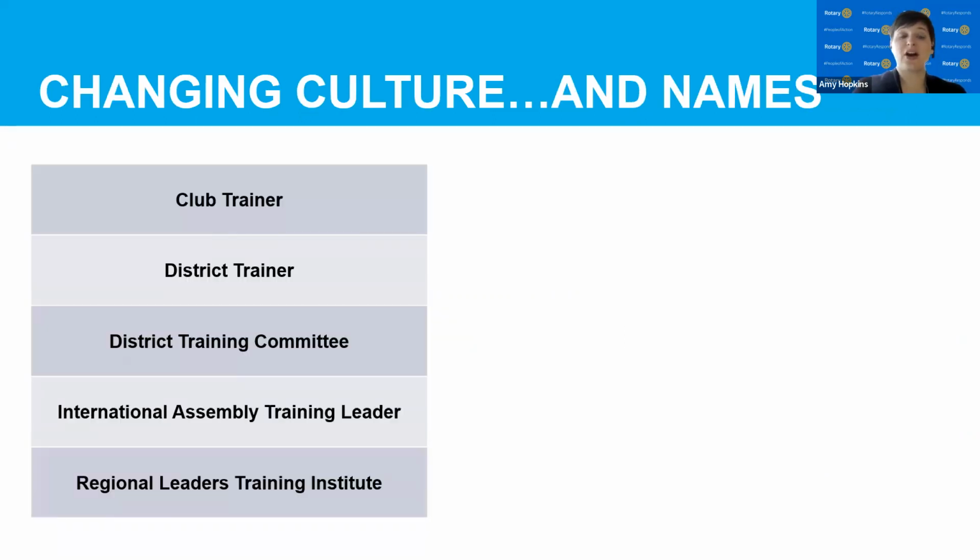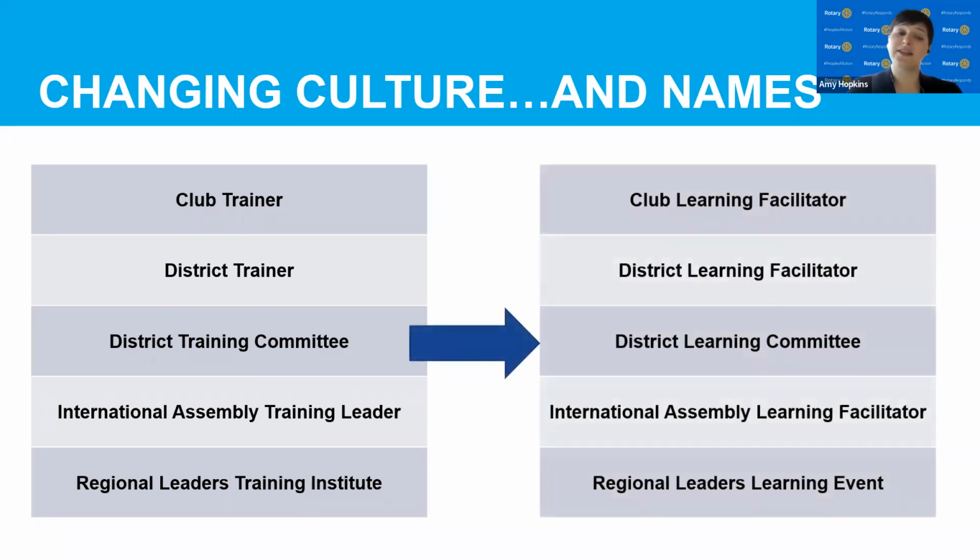Some of these changes are changing names of positions. So on the screen on the left, you can see the current names of club trainer, district training committee, terms that we've become very familiar with. In this culture shift, we are also changing the names to reflect that. So a district trainer will now be a district learning facilitator. The district training committee will be the district learning committee. A training event will now be a learning event. Again, this all will take place and go into effect on July 1st and was approved by the board at the January 2023 meeting.